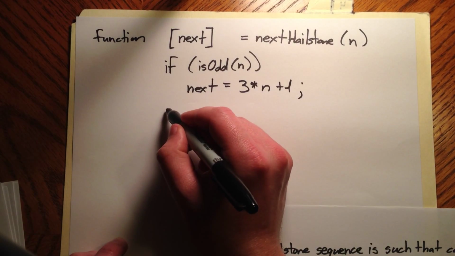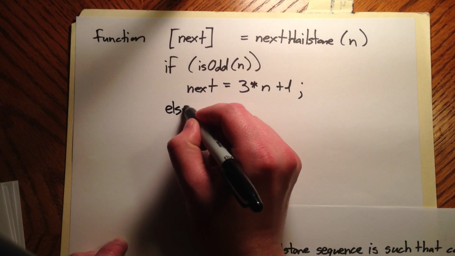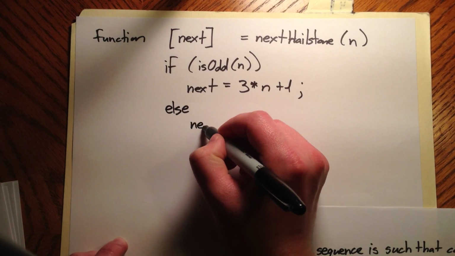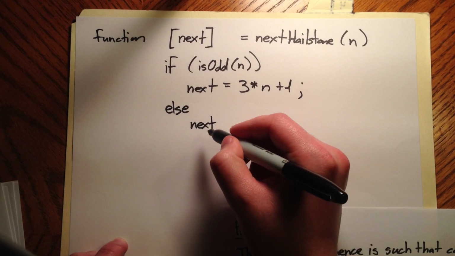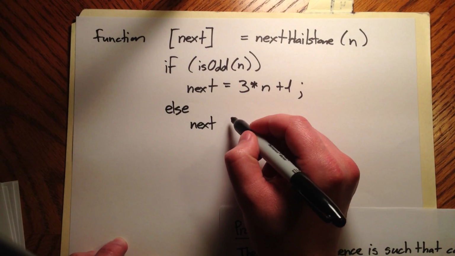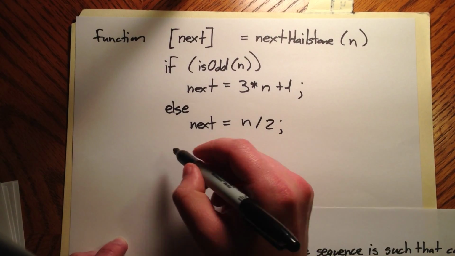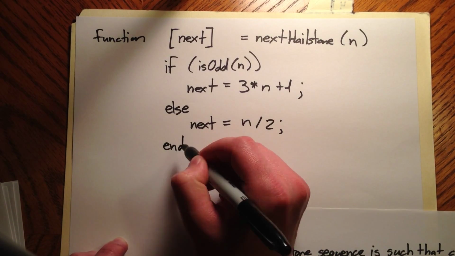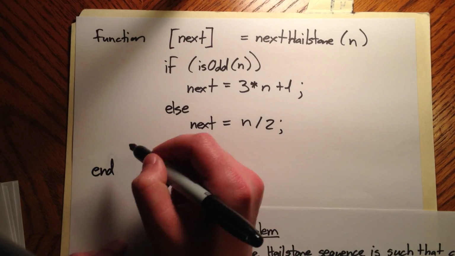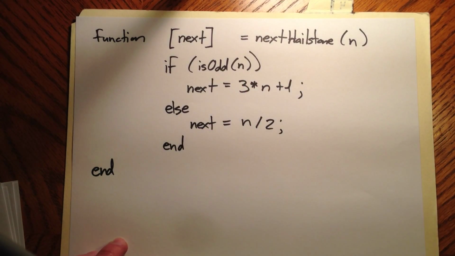This is straight from the definition of the hailstone sequence. Otherwise, if it's even, it's implied that anything else is even, and it's just divided by 2. And we end that, and that. And now we just need to define isOdd, and then our code should be set.